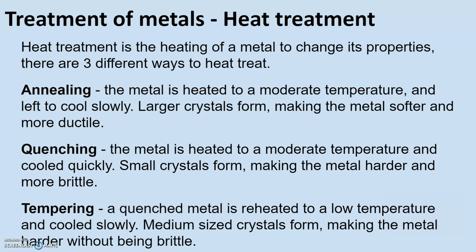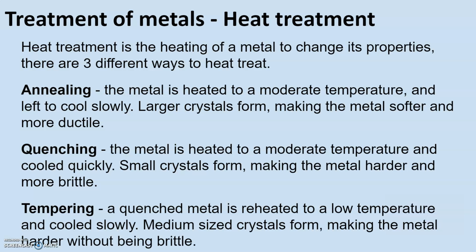So to quench a metal is to heat it to a moderate temperature. Why would I specify moderate? If I heat up a metal too much, what's going to happen? It's going to melt, right? So we don't want to take it to the point where we're melting it. We're taking it to the point where the particles of the metal are loosened, because if you heat up something, it increases the kinetic energy within the structure. So we heat it to a moderate temperature, so less than melting point, and we cool it rapidly.